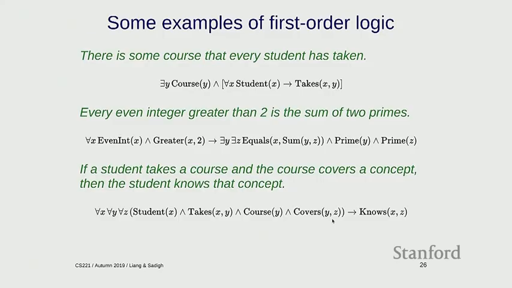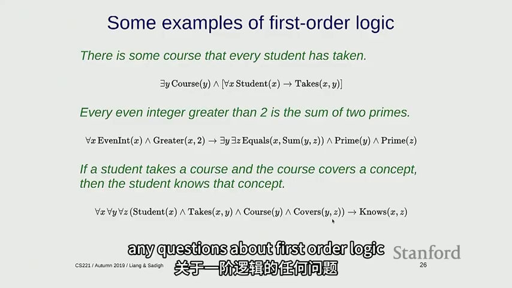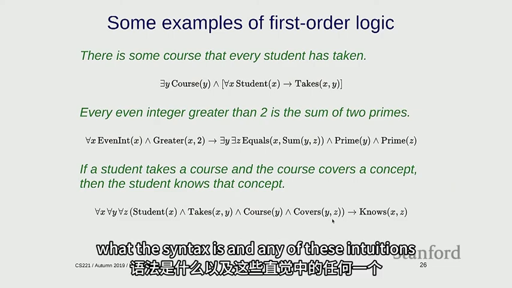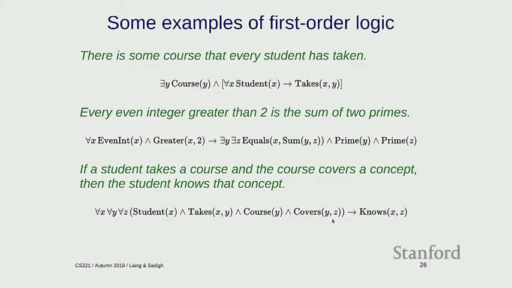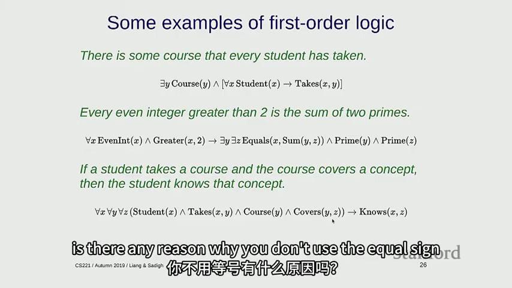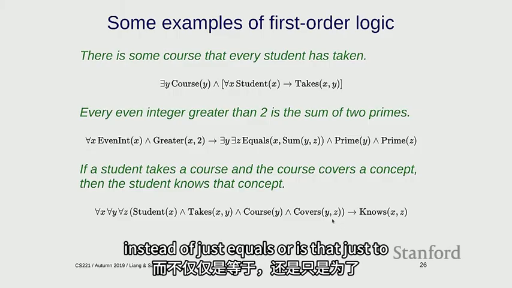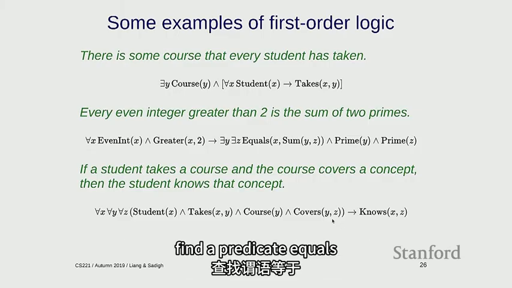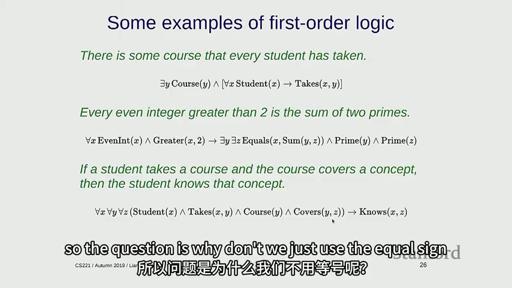Okay. Any questions about first order logic, what the syntax is, and any of these intuitions that we're having for it? Yeah. Just for clarification, is there any reason why you don't use the equal sign instead of just equals, or is that just to define a predicate equals? So the question is, why don't we just use the equal sign?